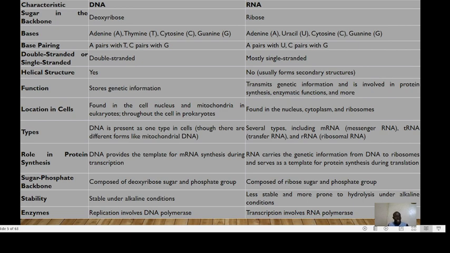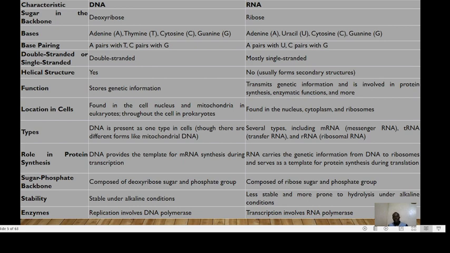The function of the DNA is to store genetic information, while the function of the RNA is to transmit genetic information, and it is involved in protein synthesis, enzyme functions, and many other functions. In terms of where it's located, the DNA is located in the cell nucleus and the mitochondria in most eukaryotes, throughout the cell in the prokaryotes, while the RNA is found in the nucleus, cytoplasm, and ribosomes. In terms of type, DNA is present as one type in cells, though there are different forms like mitochondrial DNA.